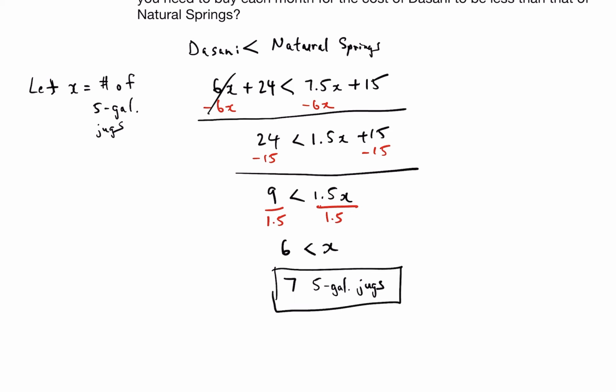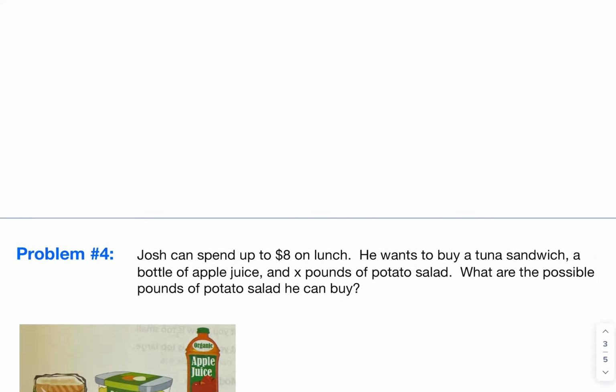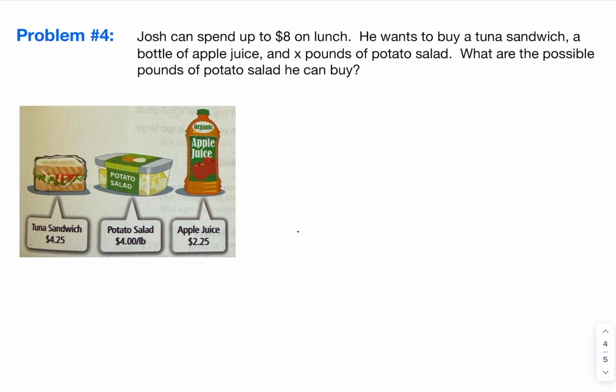Okay, all right, now let's go on to our last problem, problem number 4. Here we have a scenario where Josh has $8 to spend, up to $8 on lunch. He wants to buy a tuna sandwich, a bottle of apple juice, and X pounds of potato salad. Okay, what are the possible pounds of potato salad he can buy?